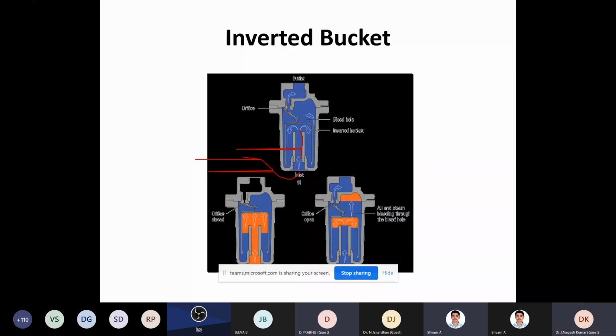When steam comes, what happens? The outside body is full of condensate. Inside the bucket, it is steam. So there's a density difference. So the bucket rises, and here the valve is closed completely. After some time, the steam condenses, and then depending again on condensate or steam, this movement will be up and down. This is an inverted bucket trap.